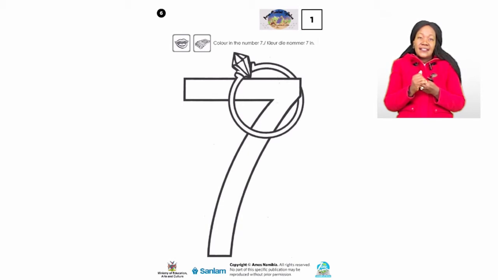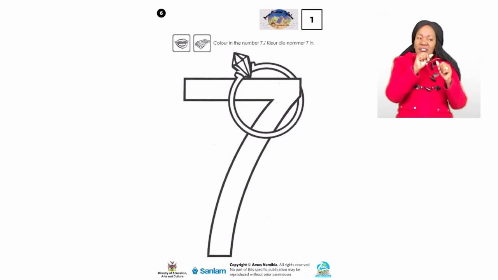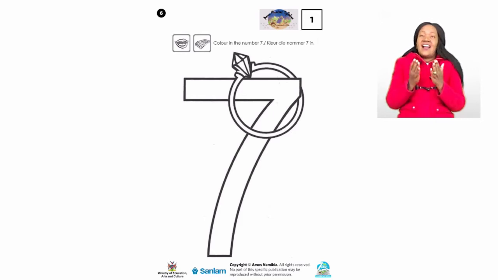Page 6 is an easy and relaxing activity that I would like you to do. It says, color in the number 7. You can use any color you want. You can trace the number 7 before you color in for you to remember how to form number 7. Do you remember the little poem of writing number 7? Across the sky, down from heaven, that's how we form number 7. If you are done, I would like to say, well done.